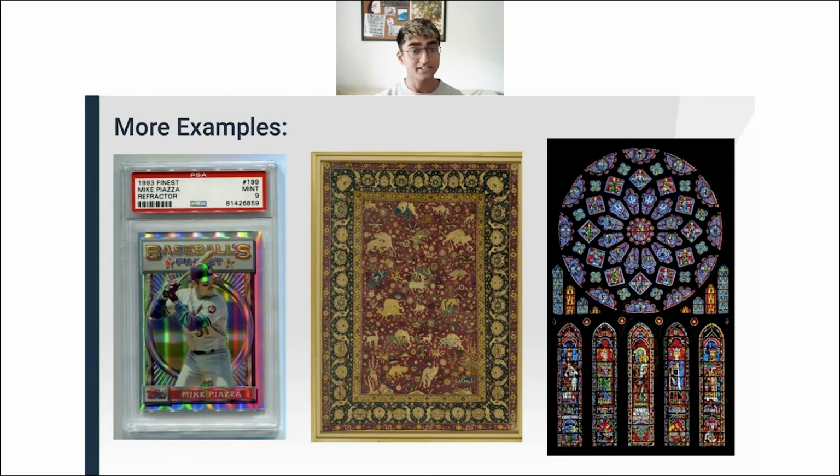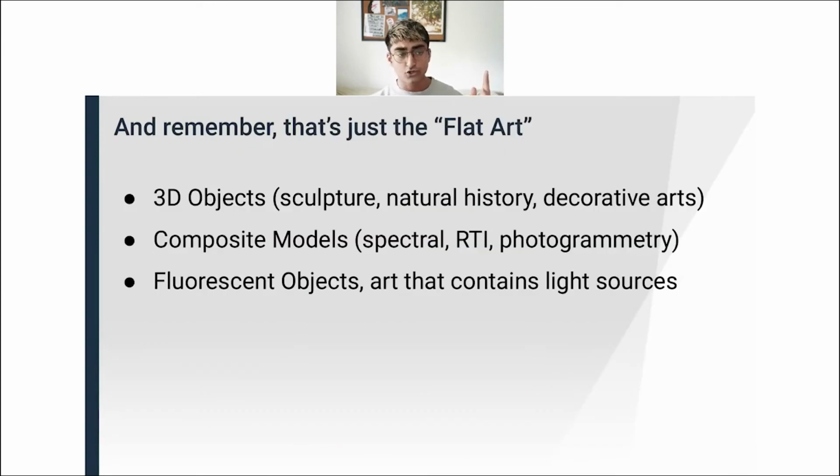If you're doing textiles, the weave, the pattern is incredibly important, and so that's going to be a critical part of the imaging that you're going to be doing. And God forbid you do something like stained glass, you've got to figure out a way to adapt to that. And remember, that's just flat art. So FADGI doesn't even cover 3D objects like sculptures, bees. There's no page about bees. And decorative arts, vases or furniture.